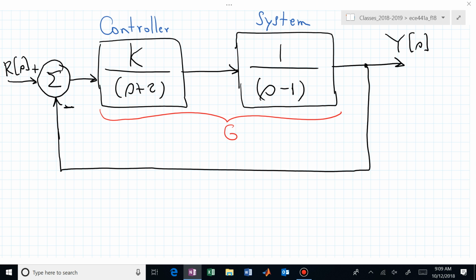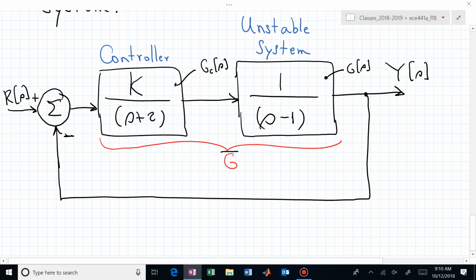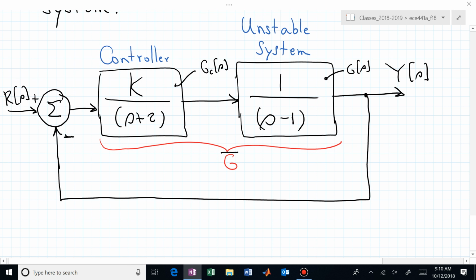This is now, typically this would be our G of S, and this would be our G sub C of S. But a lot of times I'll just group both of those together and call them G. Maybe you want me to do something a little different. I could bar that. I don't know if I'll be consistent with that. But now we have G bar being the product or the loop gain of G sub C, the controller, and the plant G. So in this particular system, I'm telling you it's unstable, so you should have an idea as to where the pole is.